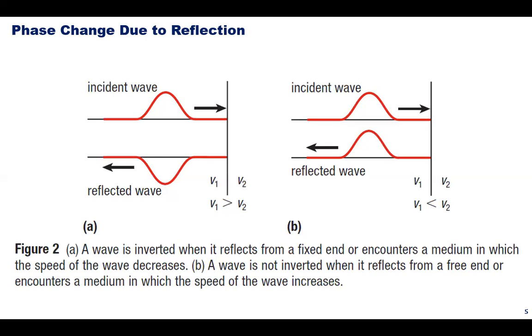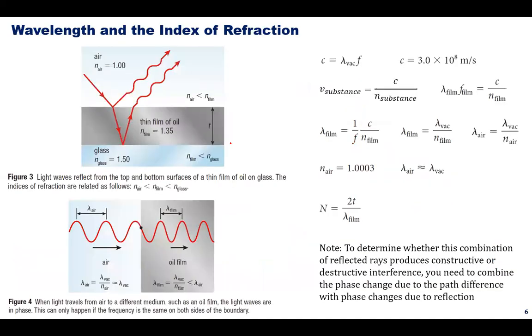Okay, let's make a summary. Figure 2A here shows a wave is inverted when it reflects from a fixed end or encounters a medium in which the speed of the wave decreases. And figure 2B here shows a wave that is not inverted when it reflects from a free end or encounters a medium in which the speed of the wave increases. Be careful with the difference between these two cases. Okay, next let's have a look at the wavelength and the index of refraction.